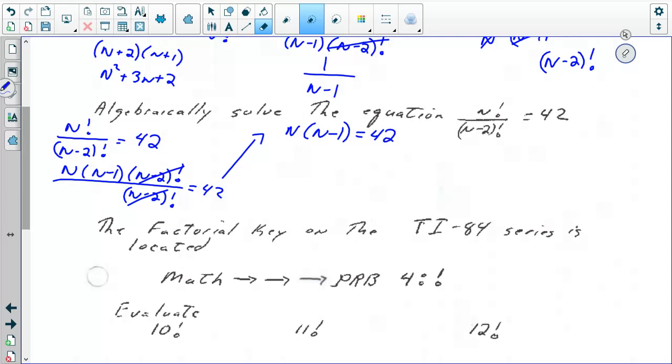Now we have multiple ways to solve this, but we only can do this if it's equal to 0. The easiest way for me to solve this is by making this equal to 0. So I'm going to expand the left-hand side. I'm going to subtract 42 from both sides. And then I'm going to perform the product sum game. Two numbers that multiply to negative 42 and add to negative 1.